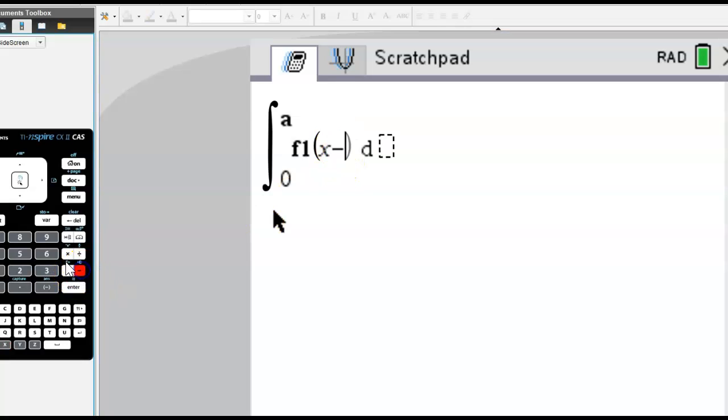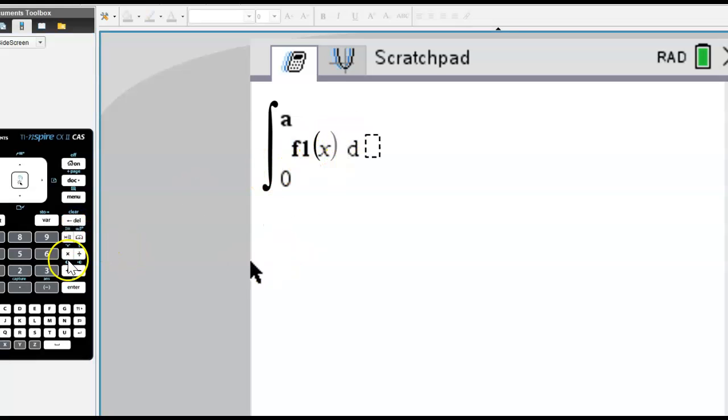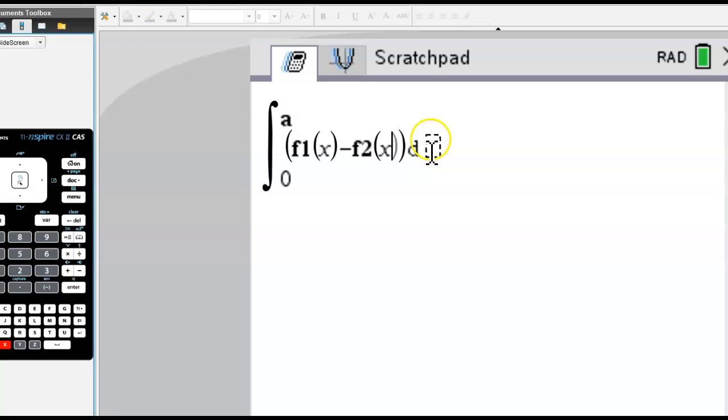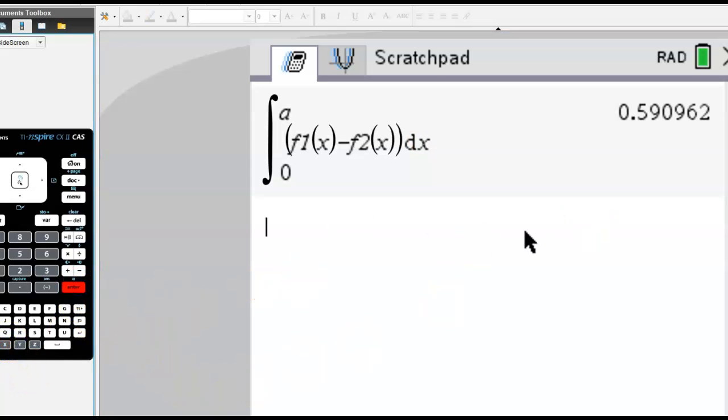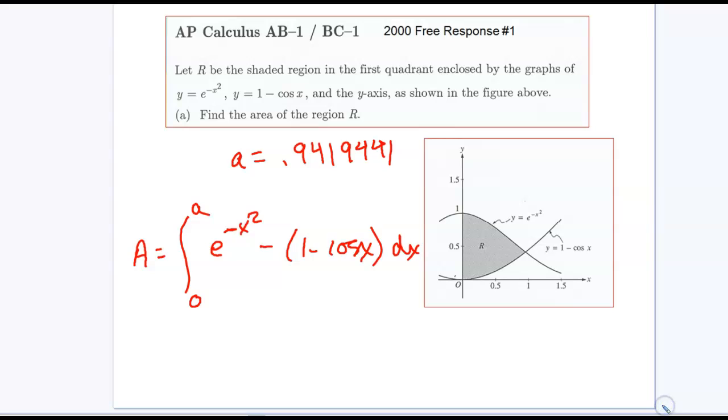If I go var, I can bring in function 1 with respect to x, and then I'm going to subtract. I want that outside the bracket, so bring your cursor outside, minus var, function 2, which was the 1 minus cos x, but you have to put in an x to tell it you're doing it with respect to x, and then a dx there. If I hit enter, 0.591, rounded off to 3 decimal places. So that would be the area between the two curves using technology.